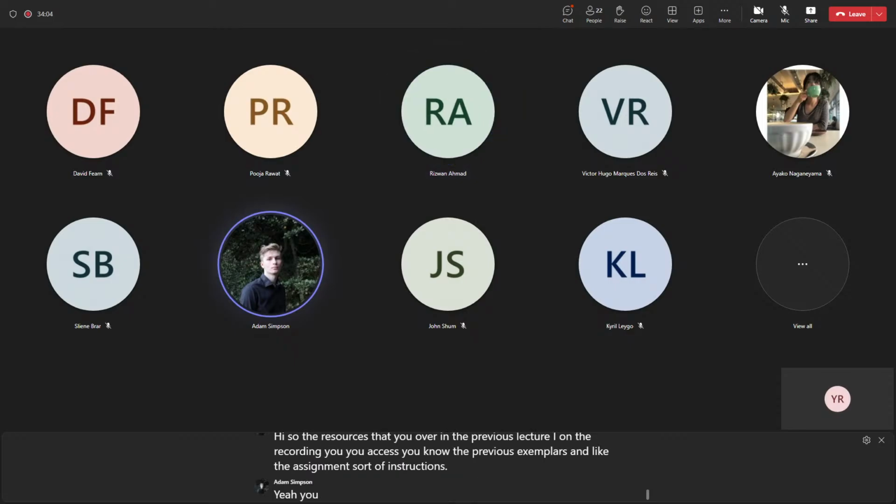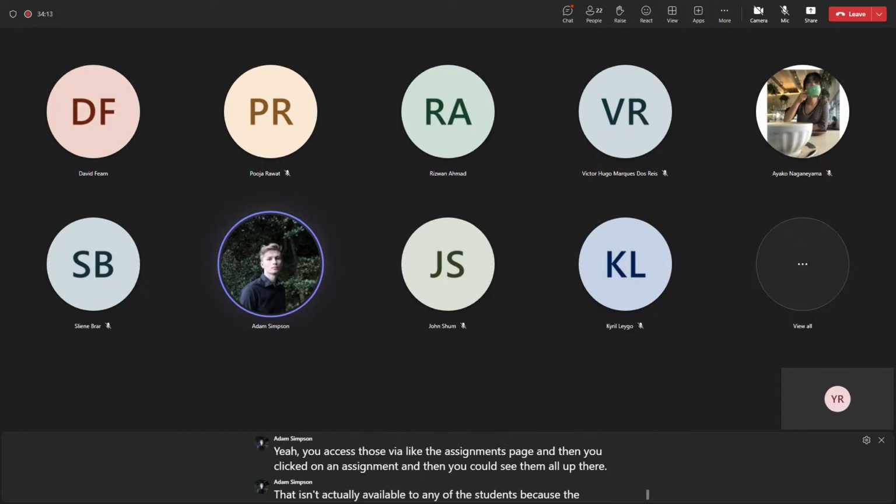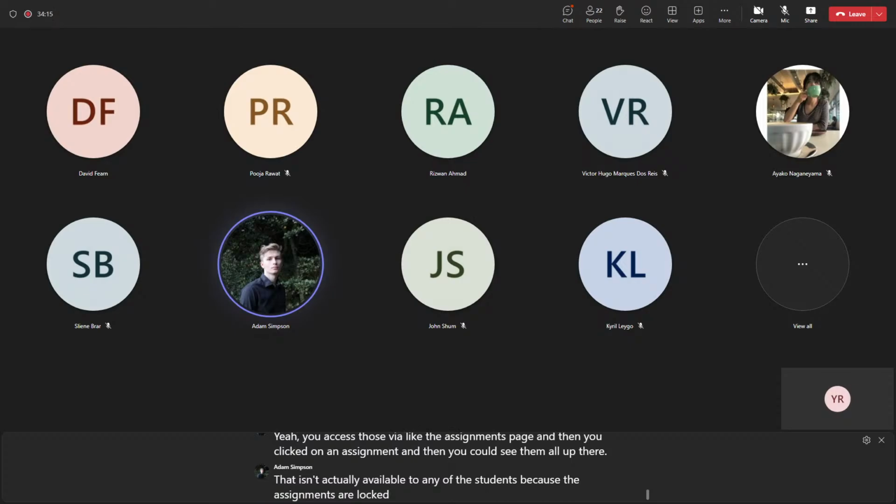Yeah. You access those via the assignments page, and then you click on an assignment, and then you could see them all up there. That isn't actually available to any of the students because the assignments are locked until they're released on April 9th.